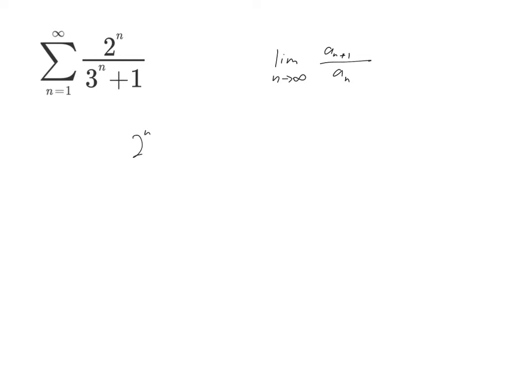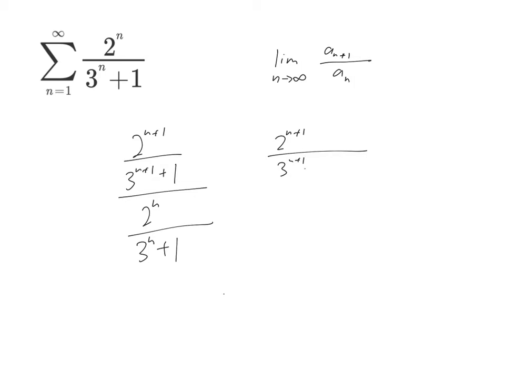So I have 2 to the n plus 1 over 3 to the n plus 1 plus 1, because that's the next term in the series if the current one was 2 to the n over 3 to the n plus 1. And then we're going to divide that by 2 to the n over 3 to the n plus 1. And if you flip and multiply, you end up getting 2 to the n plus 1 over 3 to the n plus 1 plus 1, and then times 3 to the n plus 1 over 2 to the n.